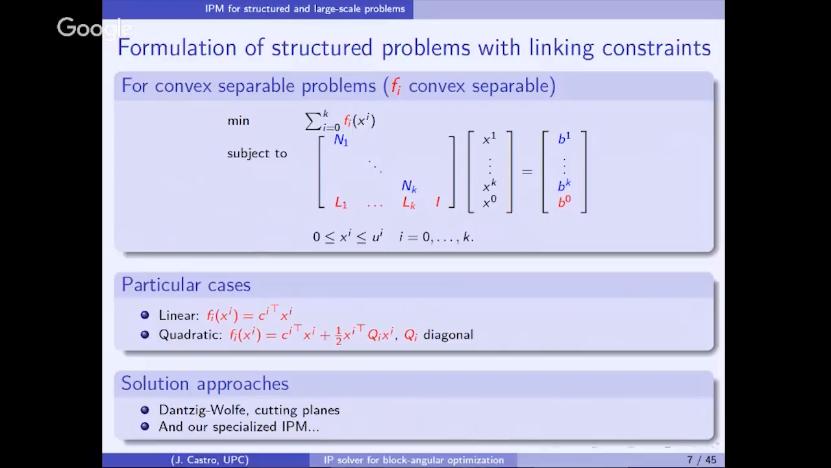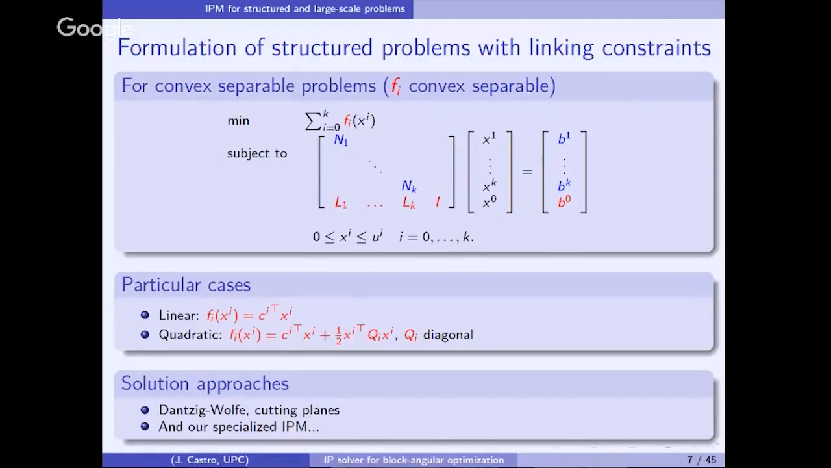And the objective function is a sum of functions for each block, okay? F can be linear, quadratic, convex. The important thing is that it's convex, and also it has to be separable. That means that the Hessian of these functions has to be diagonal. That's the only requirement for the efficiency of the method, okay?